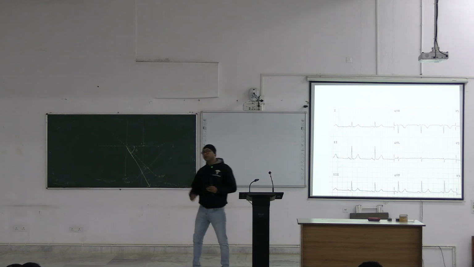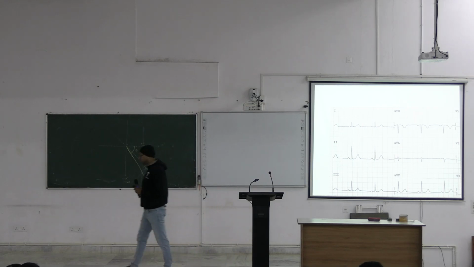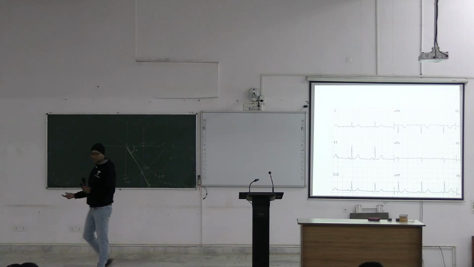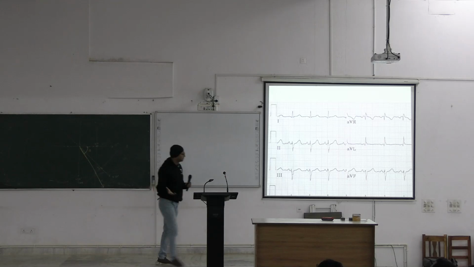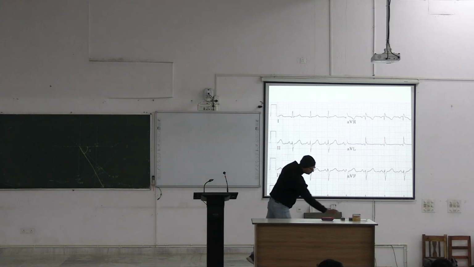Okay. Now let us take a different example where there is axis deviation and then calculate the thing. Okay. Axis deviation may come; when the axis is normal, it becomes easy to draw.